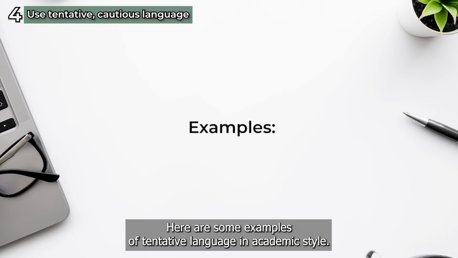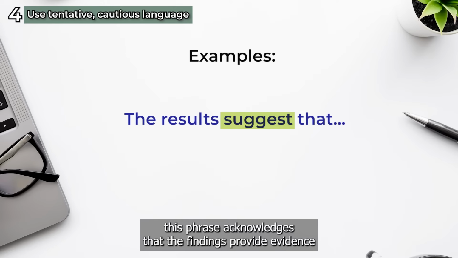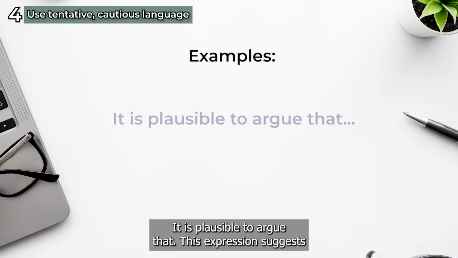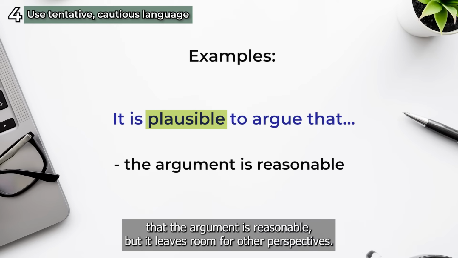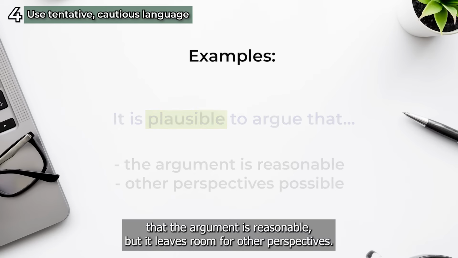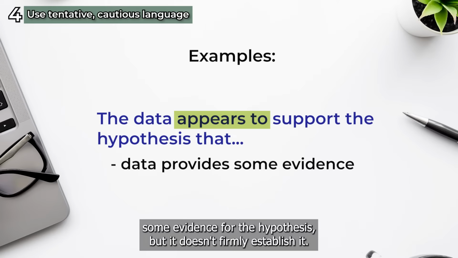Here are some examples of tentative language in academic style. The results suggest that: this phrase acknowledges that the findings provide evidence for a particular conclusion, but it doesn't claim absolute certainty. It is plausible to argue that: this expression suggests that the argument is reasonable, but it leaves room for other perspectives. The data appears to support the hypothesis that: the use of appears to indicates that the data provides some evidence for the hypothesis, but it doesn't firmly establish it.